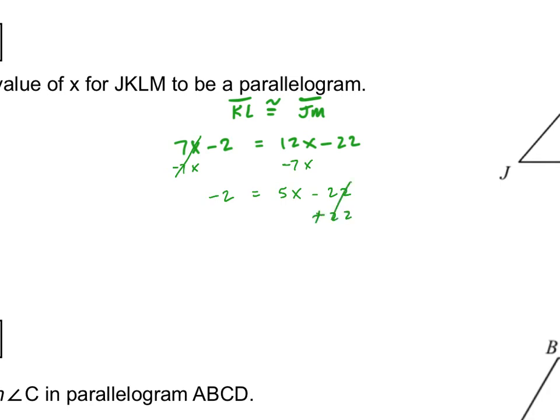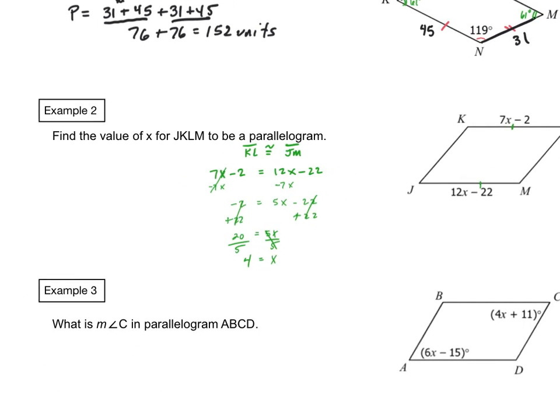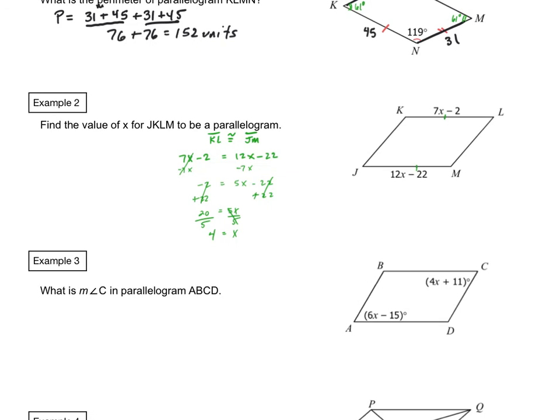Because I'm trying to make that 0, I want to move it over to the other side by using inverse operations. So I end up with 20 is equal to 5x. Divide both sides by the coefficient. And x is going to be equal to 4. So there you have it. If x is 4, then we have a parallelogram because those two sides would be congruent, which is one of our properties.